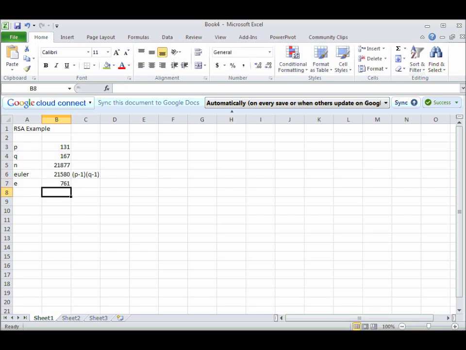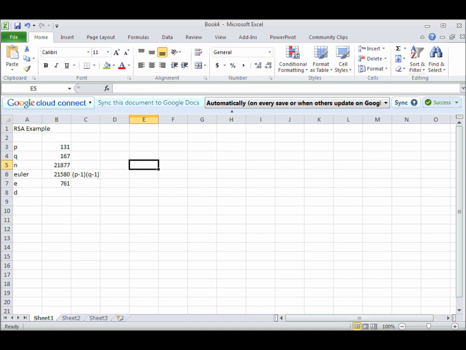And then we just need to find a number d. And this number d is going to be a number such that 761 times d is going to be equal to 1 if we run it mod this Euler number, which means that something like 21,581 would be an example of a number that was equal to 1 when multiplied by 761. Also, any multiple of 21,580 plus 1 would work as well.